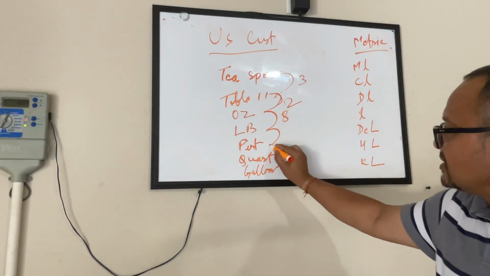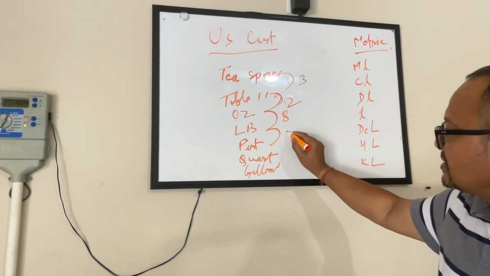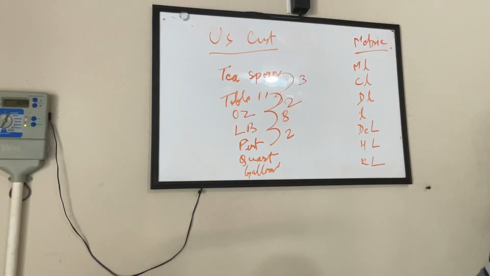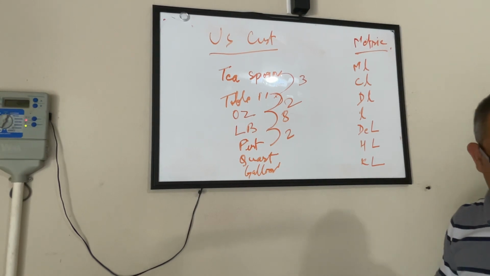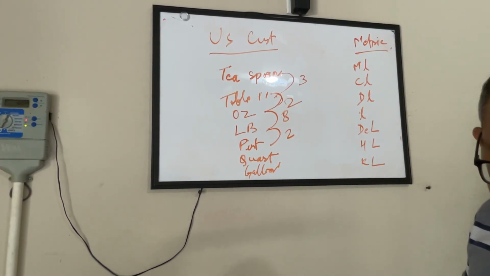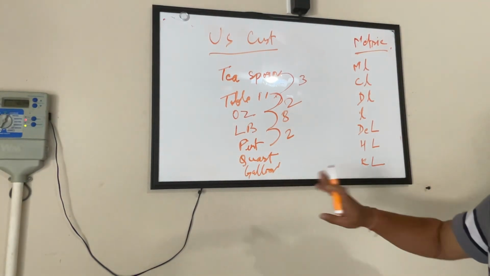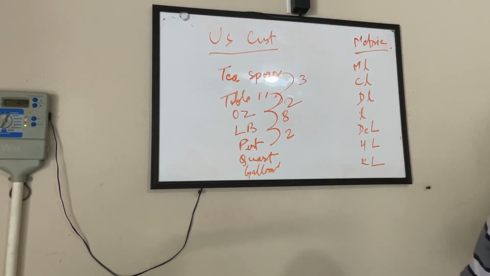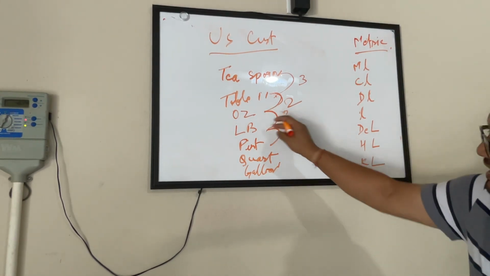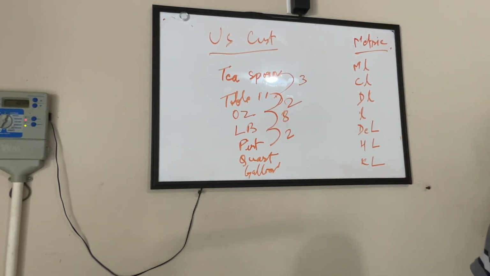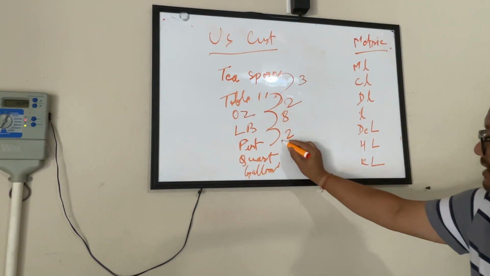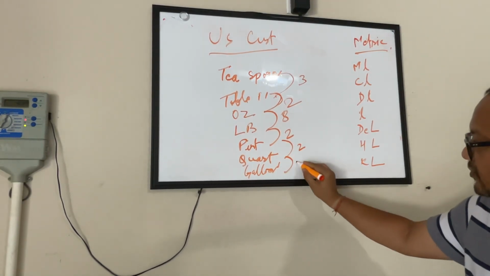Don't go that complicated. It's not that complicated. So 1 pint is equal to 2 pounds or 16 ounces, whatever it is. And then there are 2 pints in a quart. And 4 quarts in a gallon.